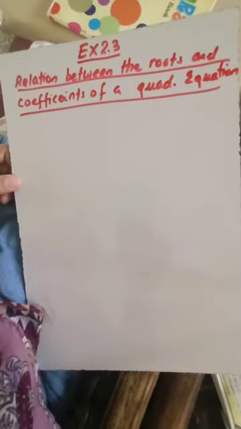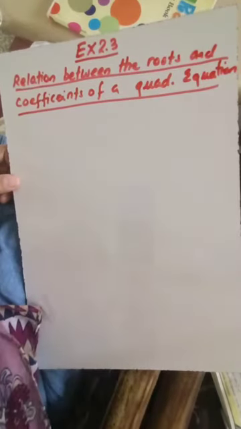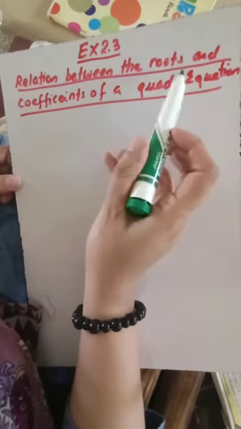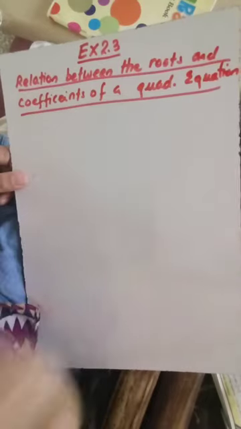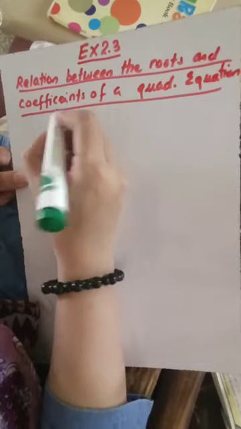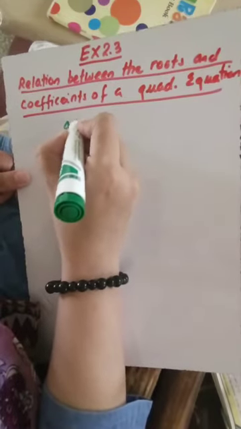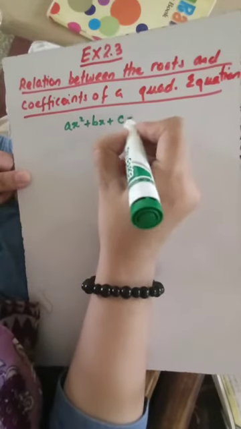Bismillahirrahmanirrahim. Today we are going to do exercise 2.3, in which we are going to learn about the relation between the roots and coefficients of a quadratic equation. So over here we know that if I write a quadratic equation in standard form, it will be ax square plus bx plus c is equal to 0.